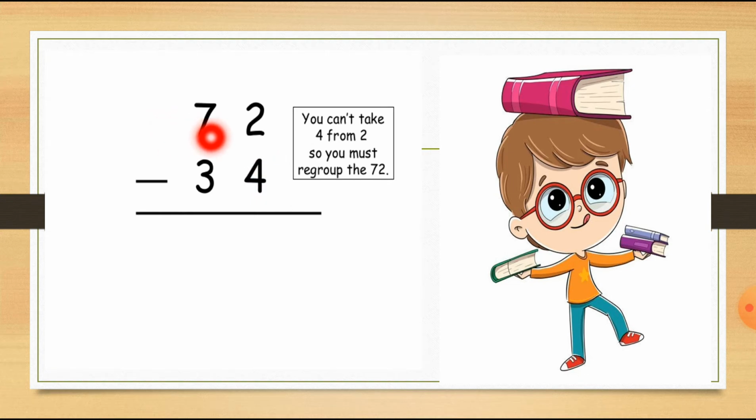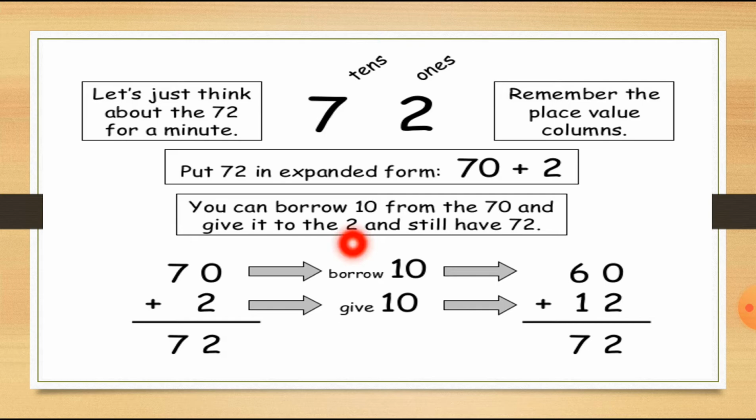Here is 72 and 34. You can see here the 2 and the 4. We are first checking the ones column, and here we don't have enough to take 4 from 2. So what should we do here? We should take the 10 to the 2. Then how much do we have?